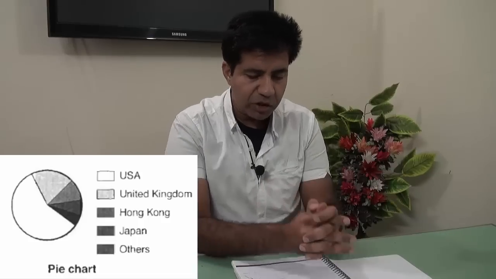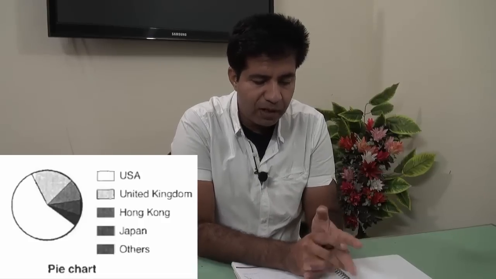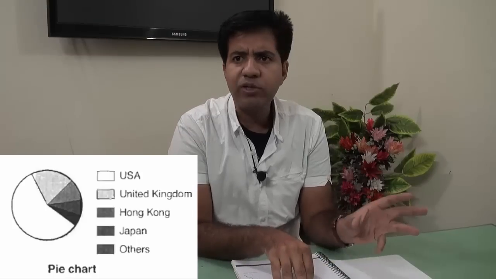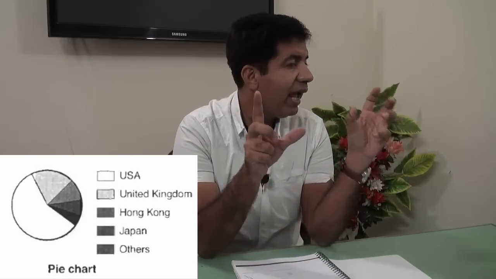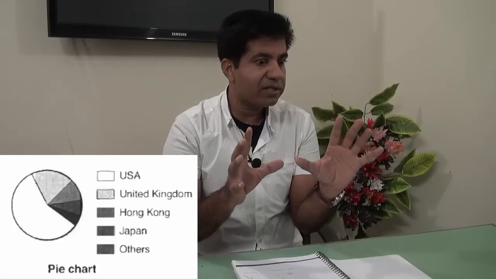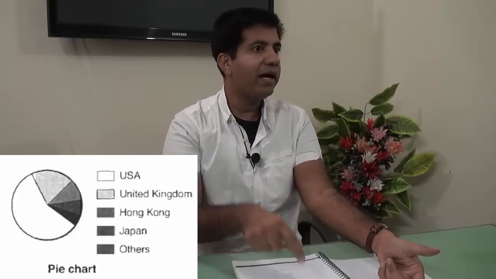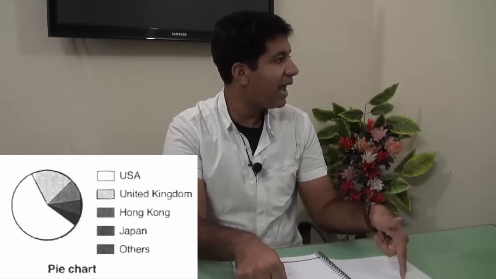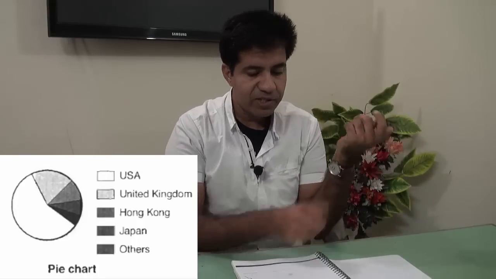This pie chart has got USA, United Kingdom, Hong Kong, Japan, others. So they have not mentioned the values. It's only for your understanding. And the first thing is this: whenever you look at any graphic information, you should understand, okay, this is a pie chart. All right, this is a line graph. Okay, this is a diagram. So you should be able to understand that.